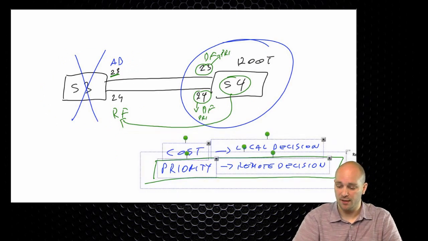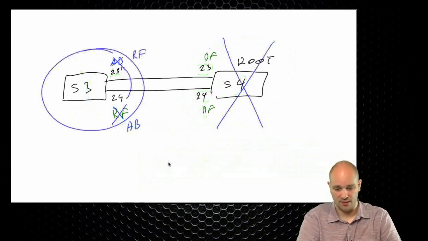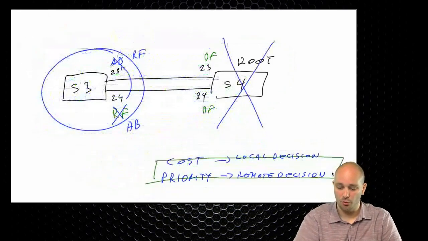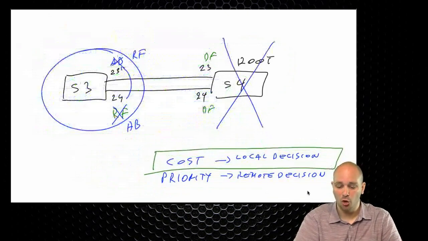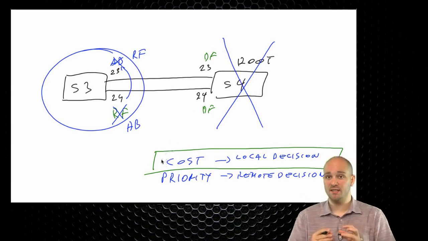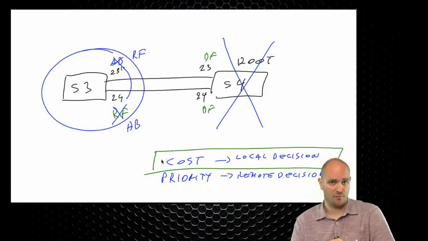So let me just copy this to save me the time from typing it. So I'm going to say paste here. So what I need to do is actually manipulate the cost to reverse the role. Because remember, cost, the local decision, will always take precedence over a hint from the remote side.